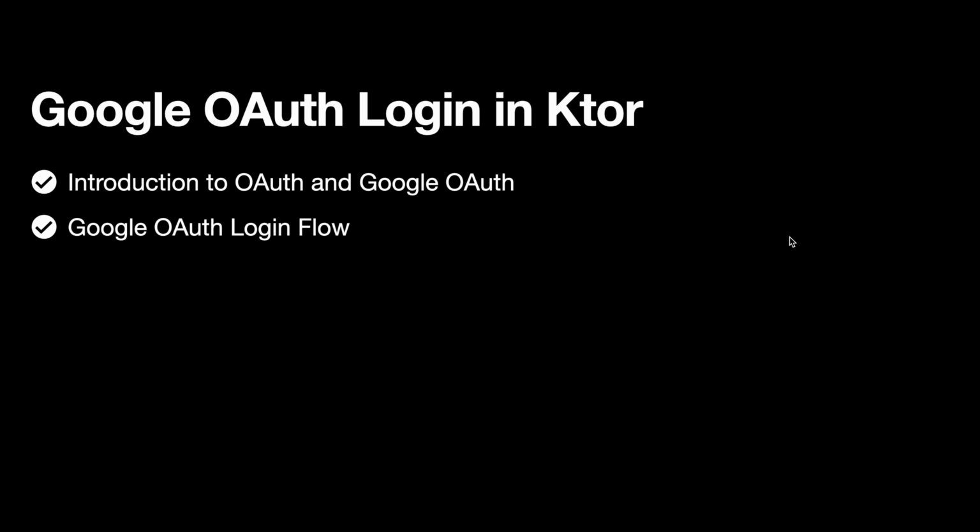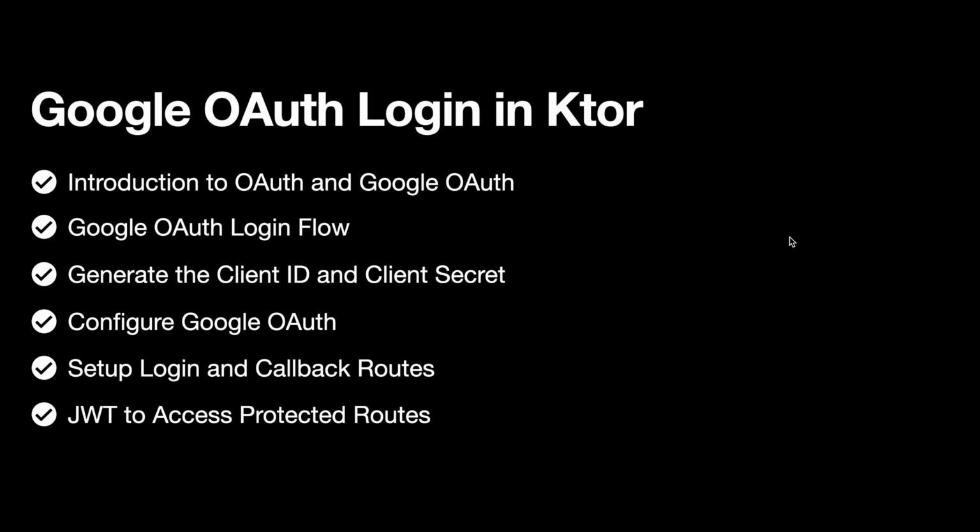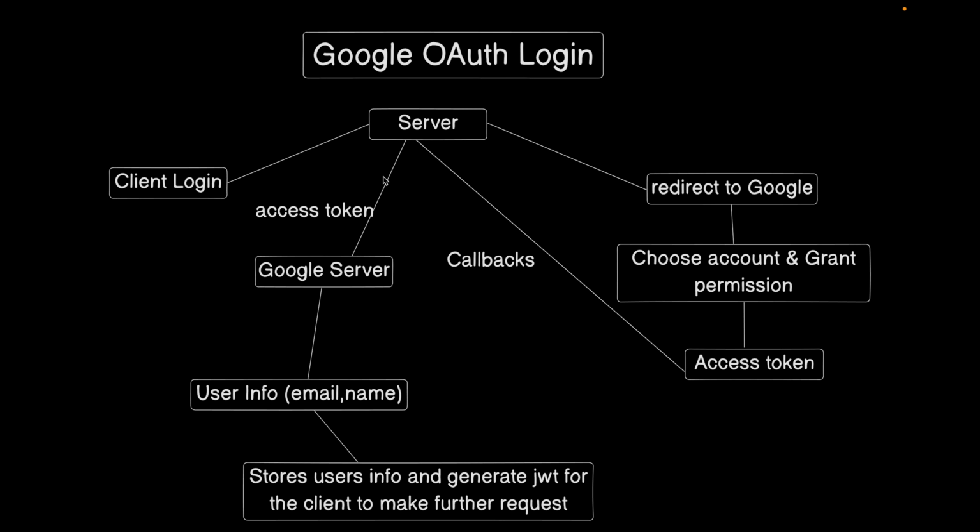In this video, we will first understand the overall Google OAuth login flow, how the authentication process works and why it's useful. Then we will generate the client ID and client secret needed for Google OAuth login. After that, we will integrate Google authentication into our application, allowing users to log in with their Google accounts. Next, we will set up the login and callback routes. And finally, we will reuse the JWT authentication we configured in the last video to issue a token so users can access protected routes without logging in again. Now, let's begin by understanding the Google OAuth login flow.